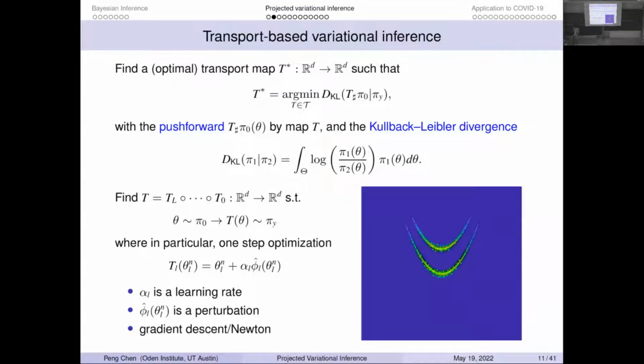And there are different kinds of representation for the transport map, as I mentioned. One is polynomial, but here there's another kind of transport map, given by a composition of simpler transport maps from T0 up to TL. This composition map pushes all the samples step by step to the posterior. Each step is obtained from a one-step optimization of this KL divergence. And each map TL is given by a perturbation of the identity plus alpha L times phi L hat, which is a perturbation map. This can be obtained by gradient descent or Newton's method, depending on the function class you have for the transport map.